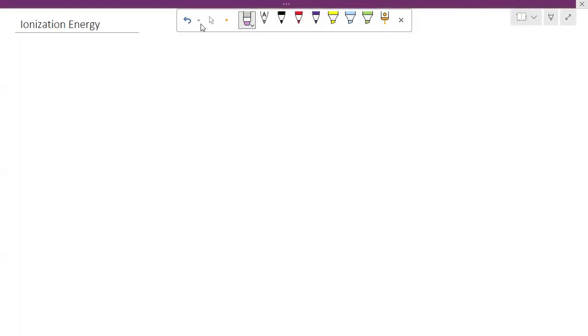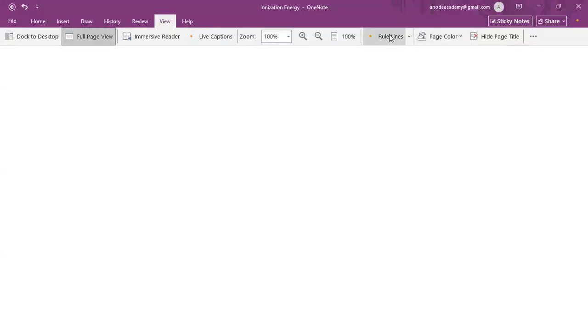Hi, hello everybody. Welcome back to IIT Academy. And today we are going to discuss the next periodic property, which is ionization energy. Ionization energy is also called ionization enthalpy.